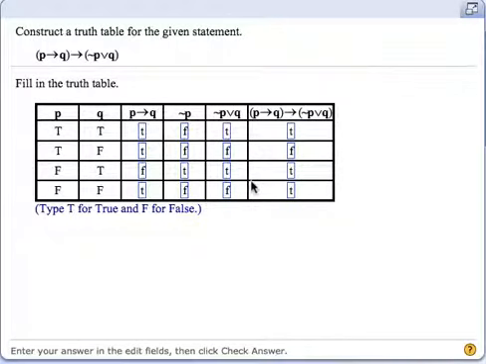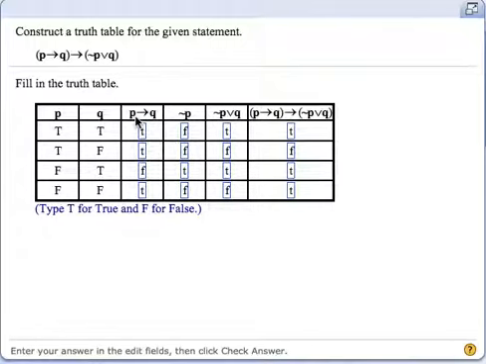Okay, this is, I believe, number 15. Let's talk about this one here just a second. Again, this is a solution a student has sent to me. I'm just going to make sure I correct this along the way. So, first of all, P implies Q.